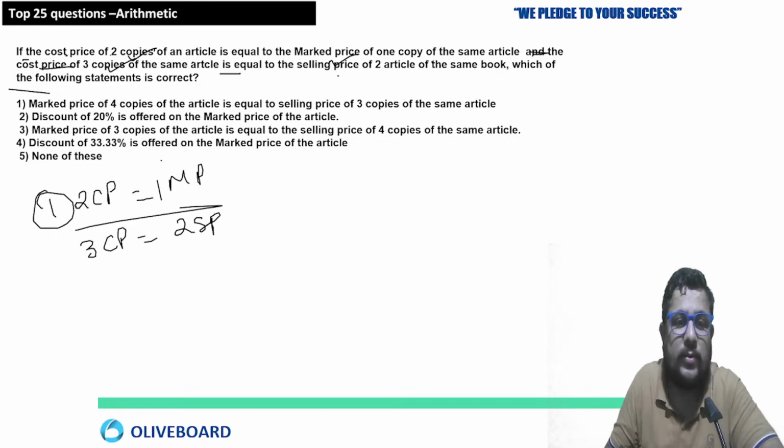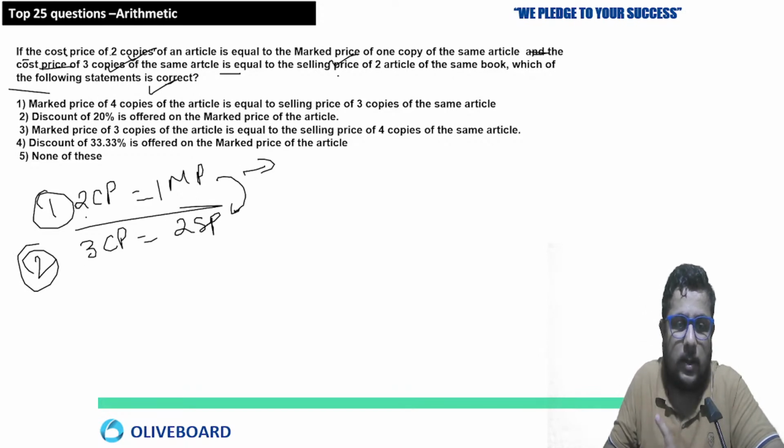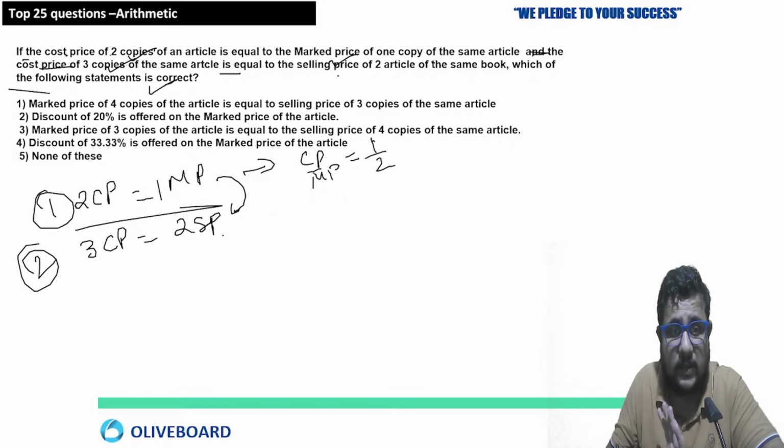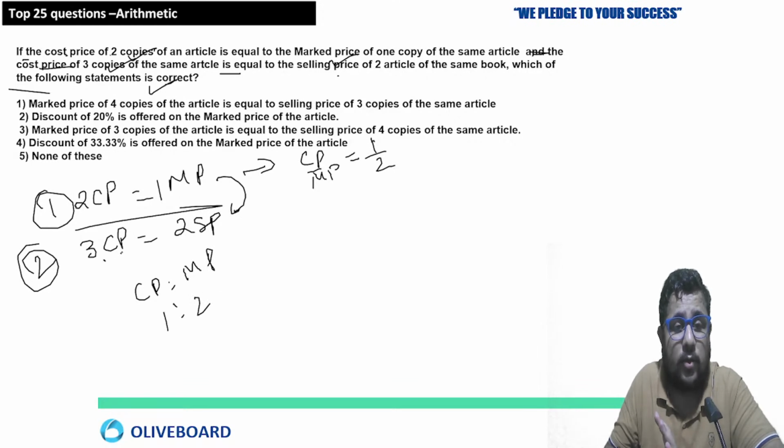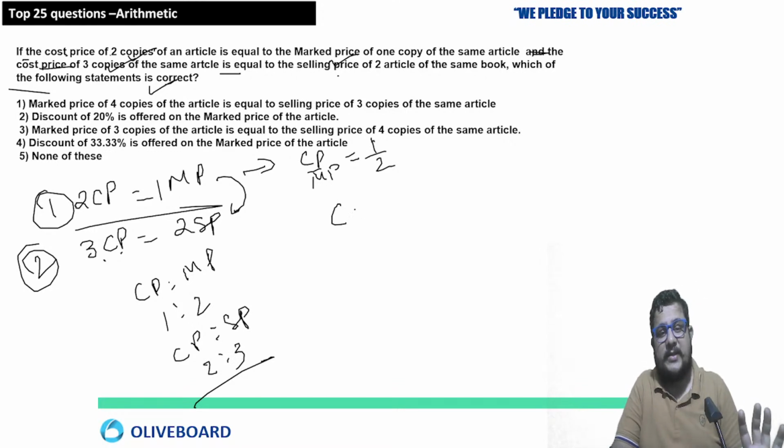By the help of this, you can easily find out the ratios. Which of the following statements are correct? By the help of this, we can calculate that CP by MP is equal to 1:2, meaning the cost price and marked price ratio is 1:2. And the cost price and selling price ratio is 2:3. Clear?